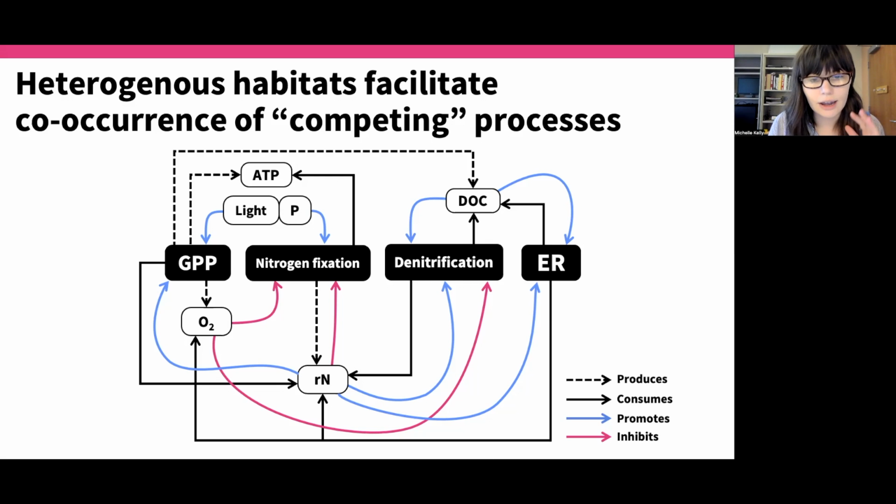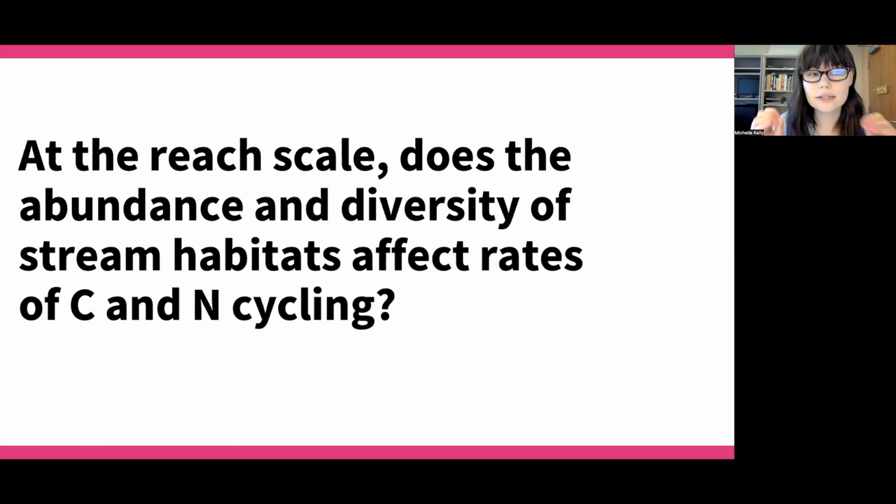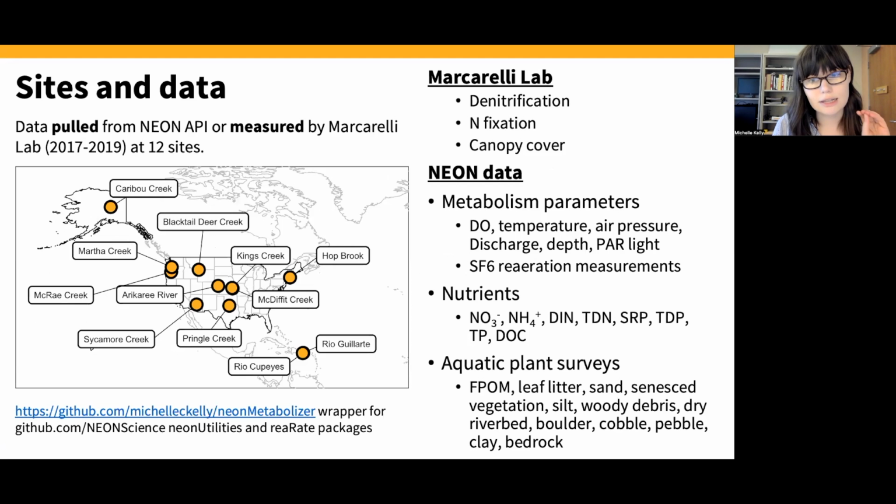So we ask, at the reach scale, does the abundance and diversity of stream habitats affect rates of carbon and nitrogen cycling? So we had an opportunity to investigate this question due to an ongoing project in our lab. So the Marcarelli lab from the years 2017 to 2019 went out and measured nitrogen fixation and denitrification in 30 streams across the US. And of those 30 streams, 12 of them were NEON sites.